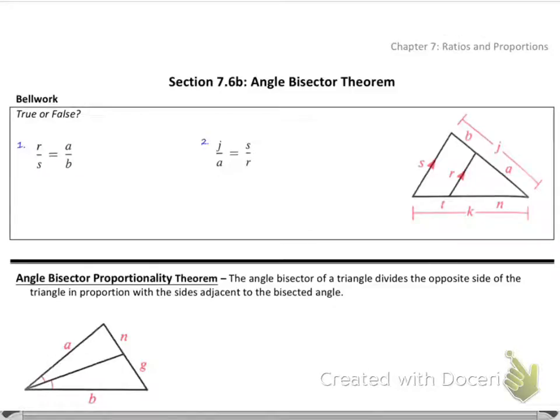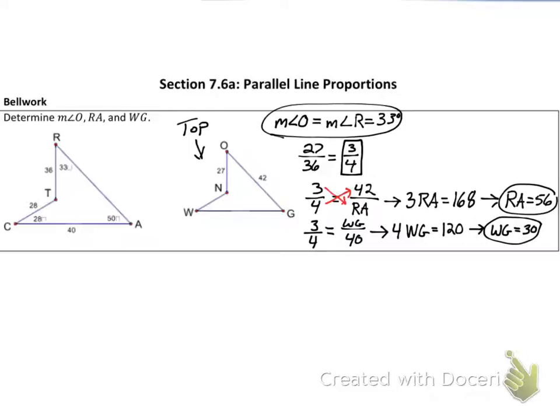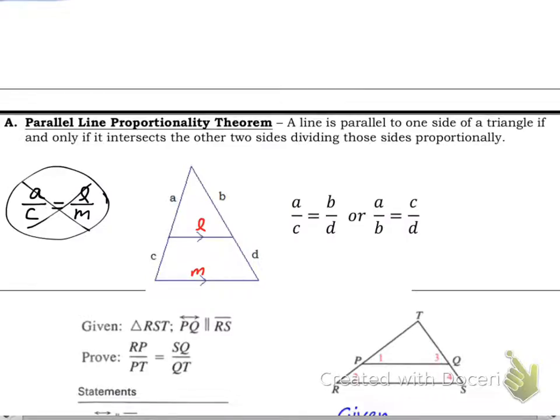So let's go back to the notes on Friday really quick, because some people weren't here. But in short, we did the parallel line proportionality theorem. All right, basically if I have a triangle and I have two parallel lines cutting through it, then I can compare A to C the same way I can compare B to D. In other words, their ratios are the exact same, just like I could do A to B and C to D.